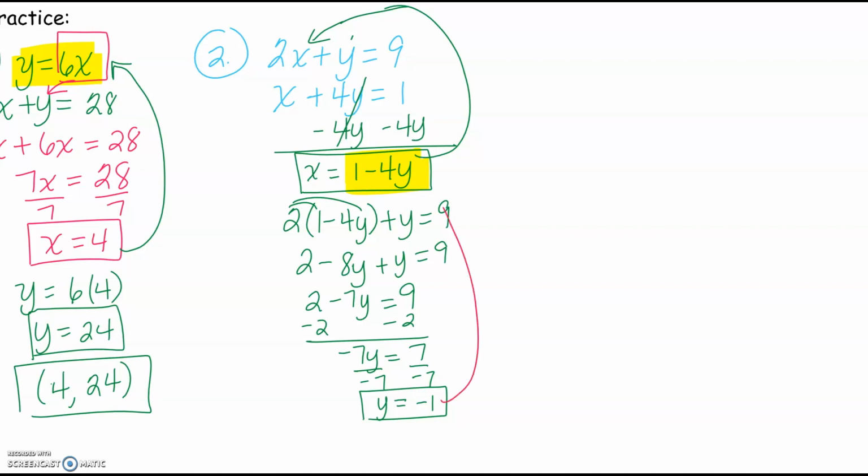You can choose again to put that value of y into either equation. I'm going to just put it into this one right here. So I get x equals 1 minus 4 times negative 1. And negative 4 times negative 1 makes a positive, so I get x equals 1 plus 4, or x equals 5. Now I know what x and y equal, and my solution is, x comes before y, so it's (5, negative 1). That's the solution. If you plug that in, it should make it true. Okay, let's go to a third one.